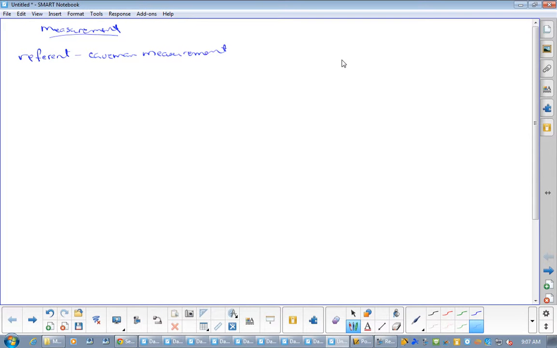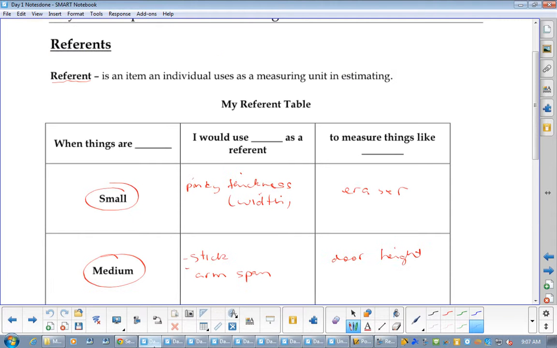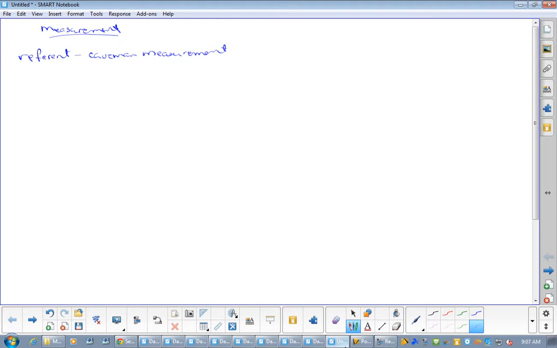Okay, so we're going to start our measurement study sheet. Now the first thing that we came up with when we were doing this was the referent, and it's an item an individual uses as a measuring unit of estimating. So we talked about, someone suggests that's like the caveman measurement of estimating, right? We should put that, because it's about estimating.